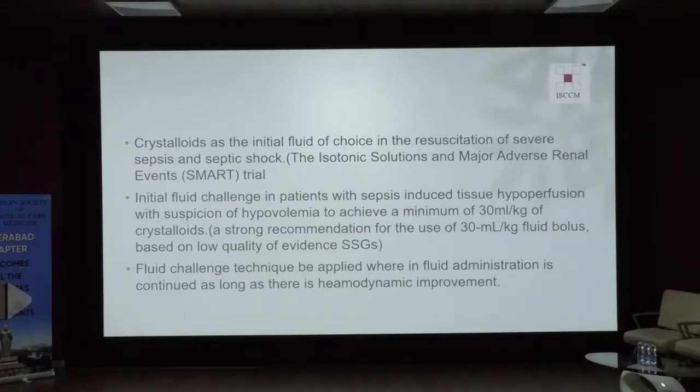Then, the initial fluid trial in the patient with sepsis-induced tissue hypoperfusion with suspicion of hypovolemia is to achieve a minimum of 30 ml per kg of crystalloids. It's a strong recommendation, but low quality evidence according to the Sepsis Campaign. This 30 ml, as the previous lecture told, can be taken as 3 to 4 ml per kg. This 30 ml actually came from cardiac anesthesia. They used to preload with 30 ml per kg before doing cardioplegia.